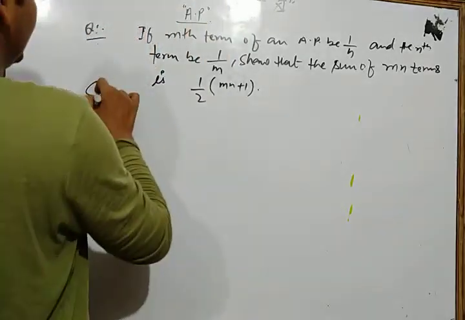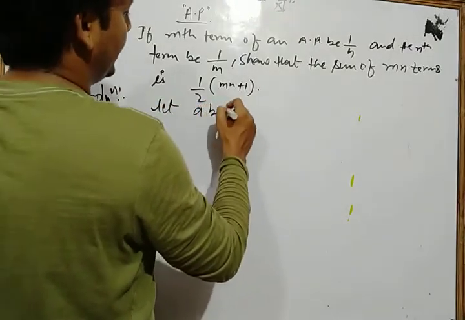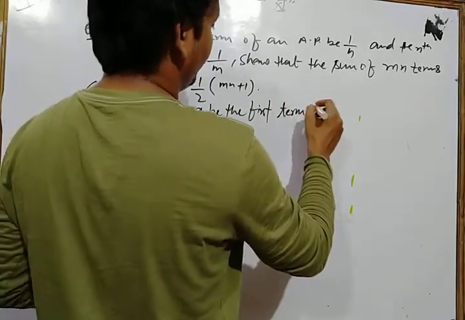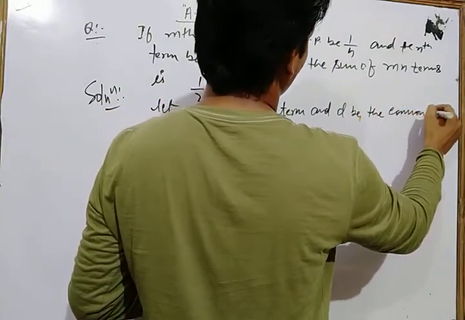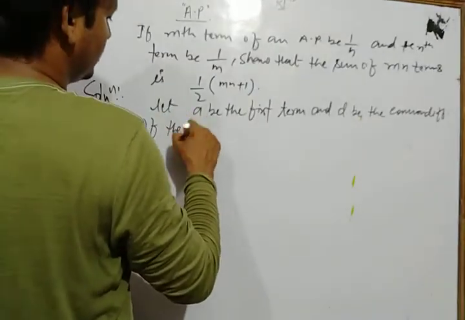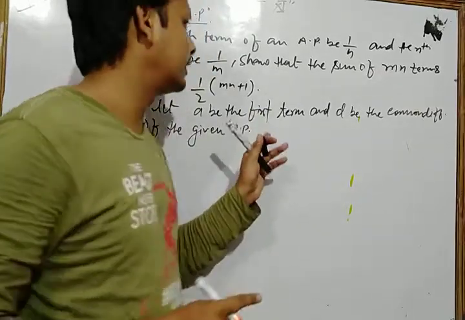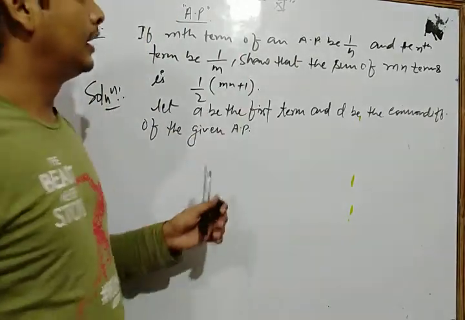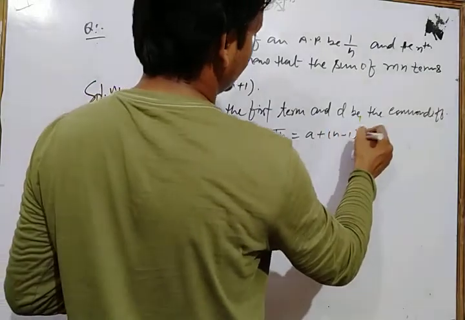Dear students, in this type of question, first of all let a be the first term and d be the common difference of the given AP. Then its nth term will be what? a plus (n minus 1) into d.